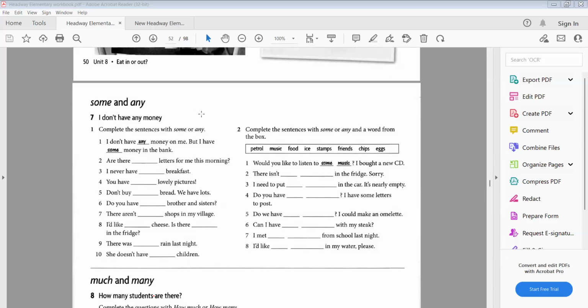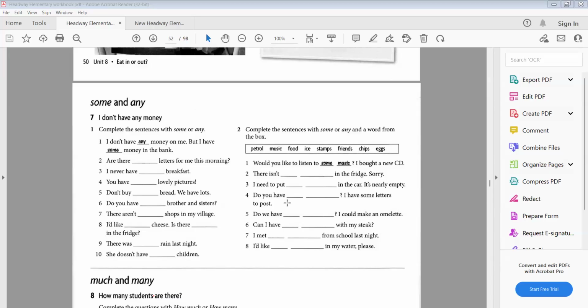I would like some cheese. Is there any in the fridge? There was some rain last night. She doesn't have any children. Yes, that's correct.